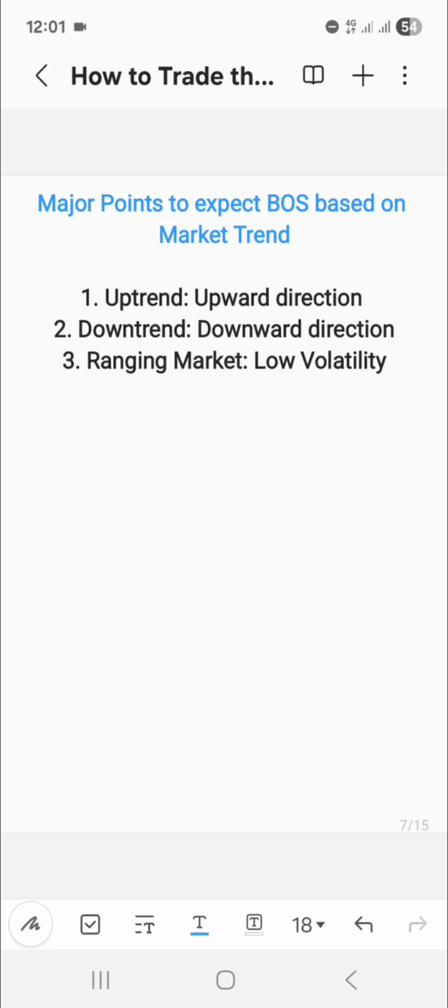So now we have major points to expect from BOS in the market. BOS means break of structure. Number one is an uptrend market. There can be a break of structure again towards the upside so that the uptrend continues. Don't forget that. Break of structure does not occur just to invalidate a trend. At times, it also occurs to validate the continuation of a trend.